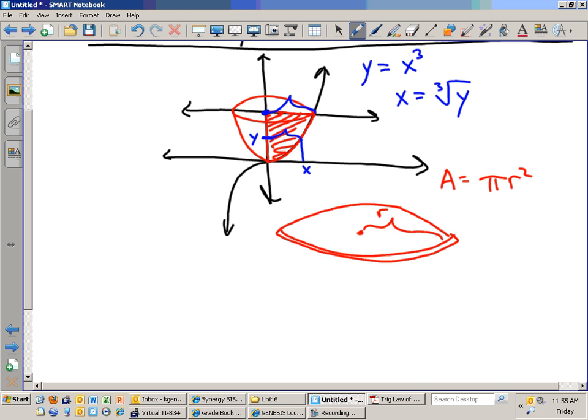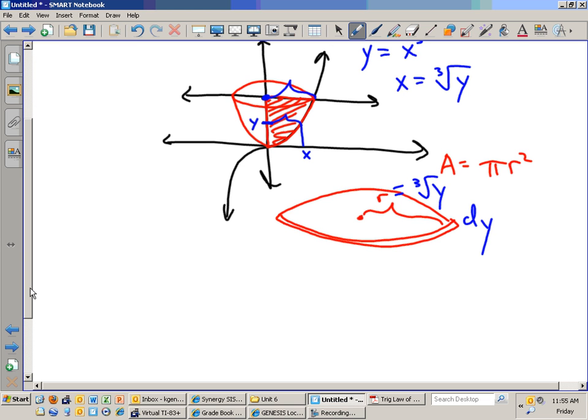So what is my width? dy. My radius is equal to the cube root of y. So that's what I have. Is there any confusion there before we move on? Because now I'm going to set up the integral.